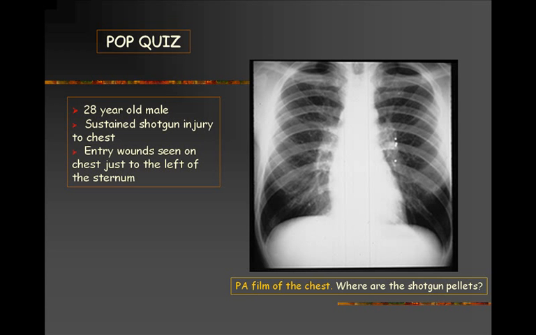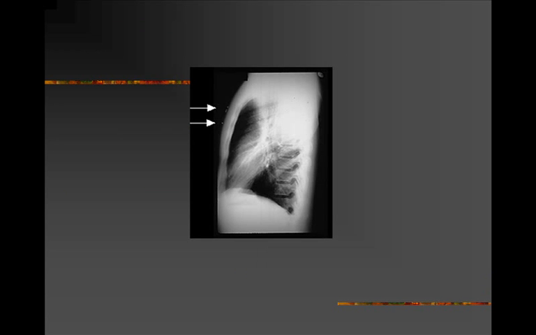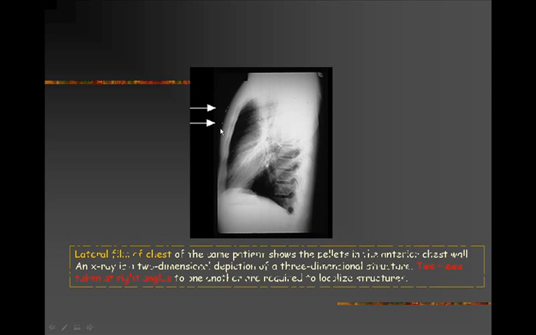It is impossible to make an interpretation without a lateral film. And a lateral film here shows that these shotgun pellets are situated just beneath the skin. A lateral film is very helpful in giving us three-dimensional or 3D orientation and depiction.